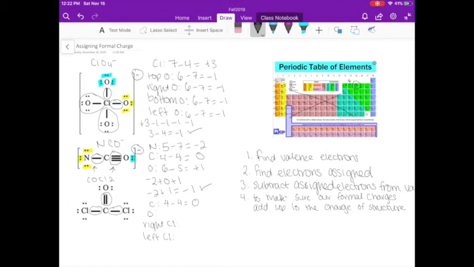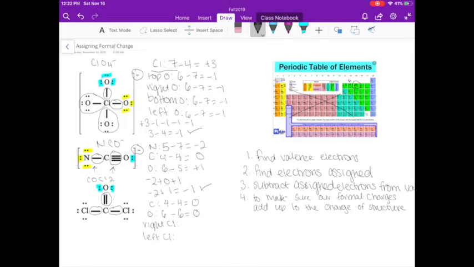Next, looking at our oxygen, we know that it has 6 valence electrons, and in this structure it has 1, 2, 3, 4 individual electrons plus this double bond, which gives us a total of 6, meaning another formal charge of 0.